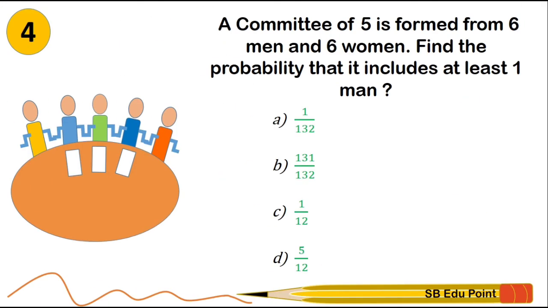Okay students, now it's your turn to solve this question. Question says a committee of 5 is formed from 6 men and 6 women. You need to find the probability that it includes at least one man. Try to solve this question and post your answer in the comment section.